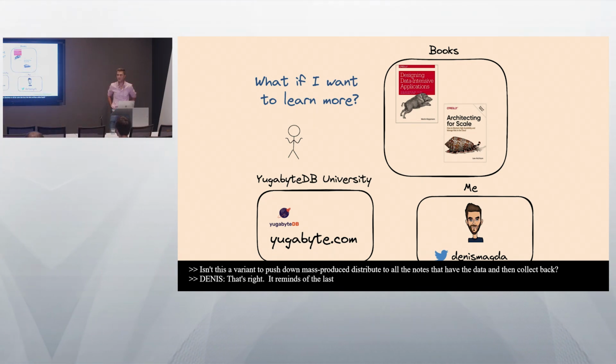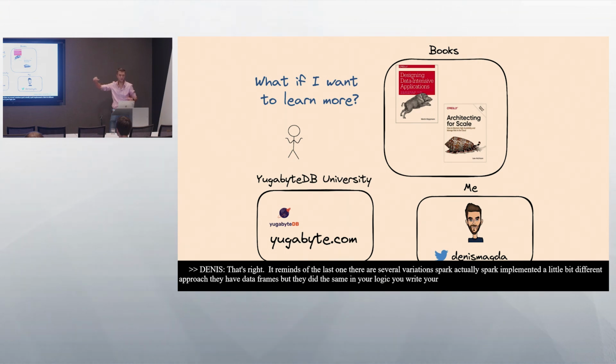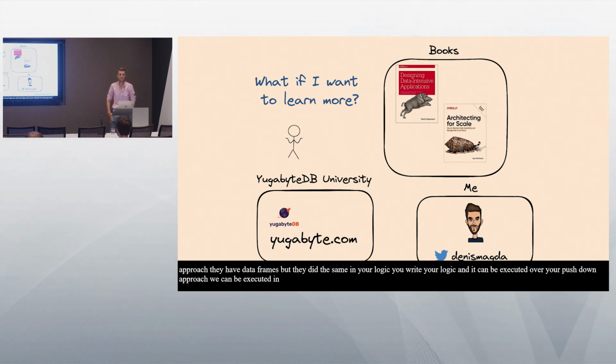There are several variations of it. Like Spark. Spark implemented a little bit different approach. They have data frames and RDDs, but the idea is the same, right? In your logic, take Python or Java, you write your logic, and then it's going to be executed over your push-down approach, or it can be executed in Spark workers that cache your data. So the idea is similar, more of a MapReduce.